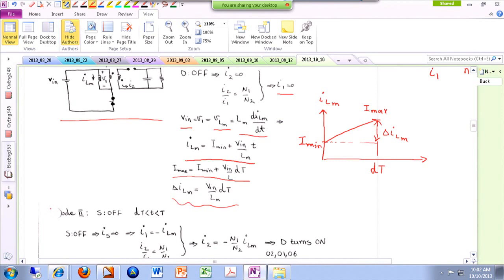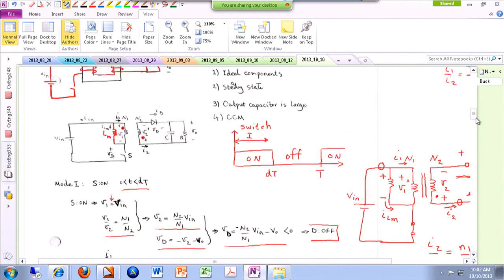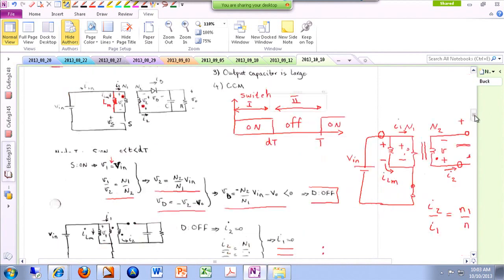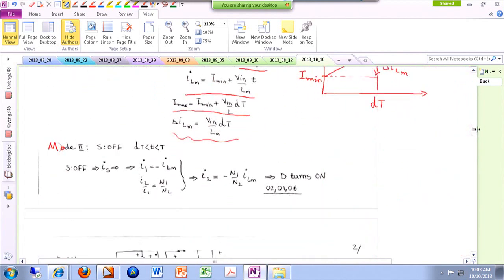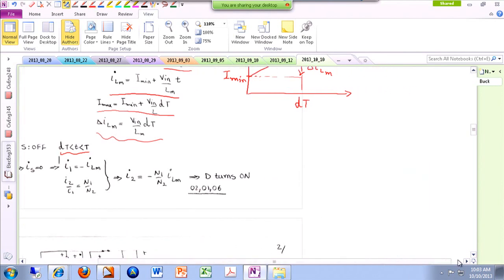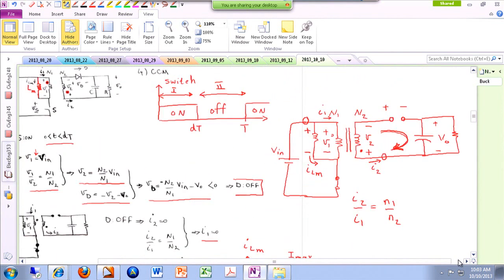All right. Now mode 2 starts. And mode 2 is when we turn the switch off. Okay? So this would be our mode 2. So we turn the switch off, we have to find out what is happening to the diode again. So the duration of this mode is from duty cycle times period all the way to the end of the switching period. And we want to find out what happens to the inductor, to the diode.